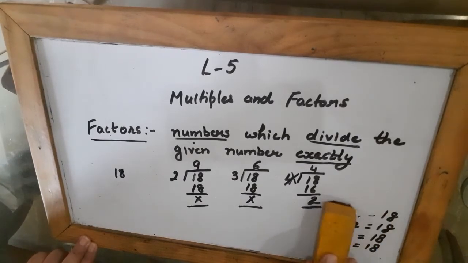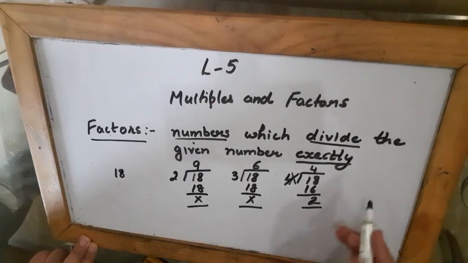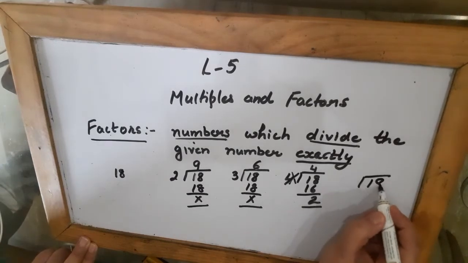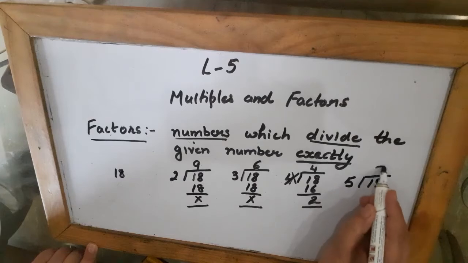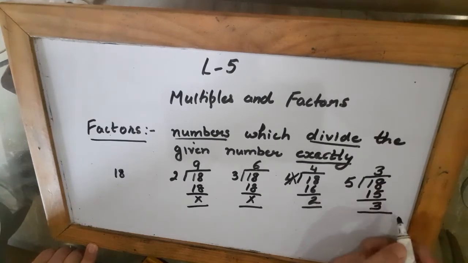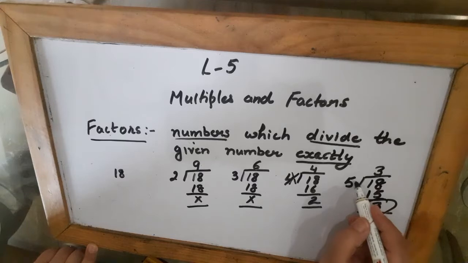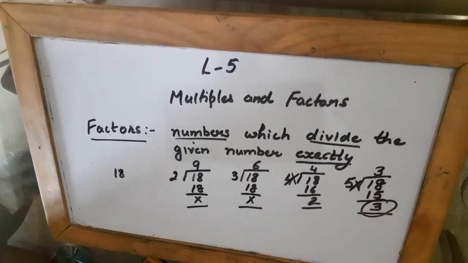Okay, now let me divide 18 with 5. So 5 threes are 15, and I get the remainder 3. So is 18 exactly divisible by 5? No, I get the remainder 3. So it means 5 cannot be a factor of 18.